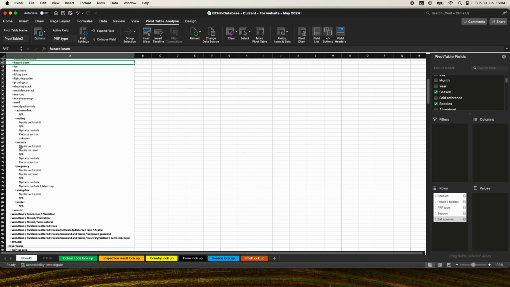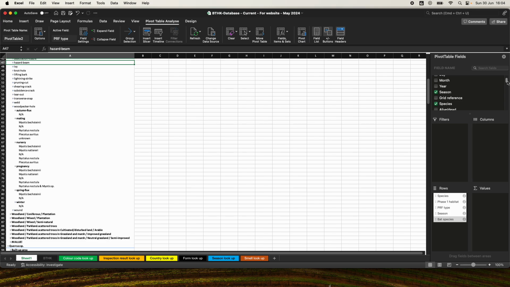And so you might read this and be forgiven if you looked at it and said, okay, well, these are records of maternity roosts of Bechstein's, Natterer's, Noctule, and brown long-eared, for example. However, that's not what this is saying. This is actually saying they have been recorded at this time of year. In order to determine whether these are maternity roosts, we need to go a little bit further. So there's a couple of ways we can do that.